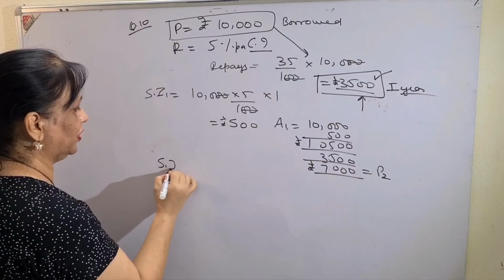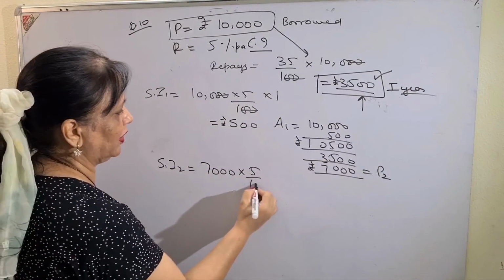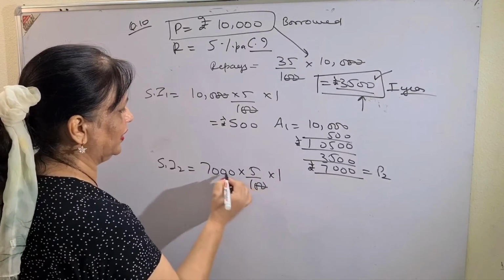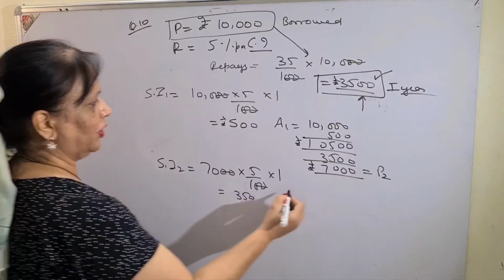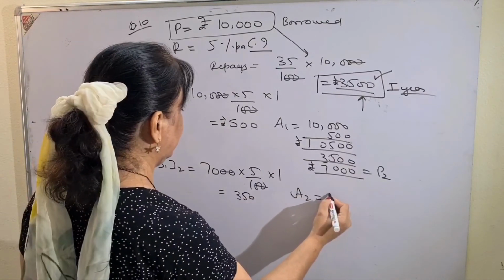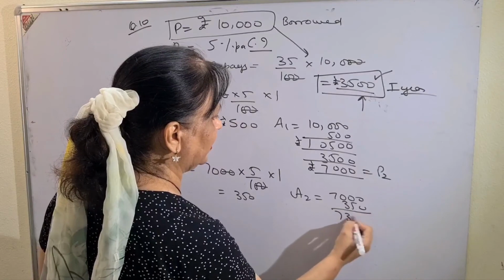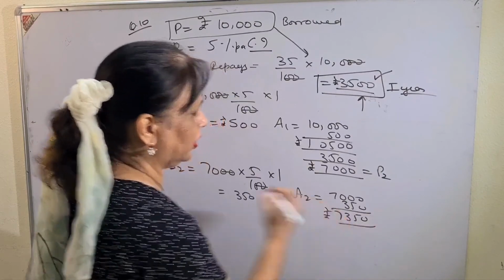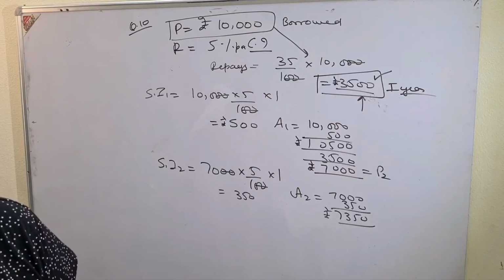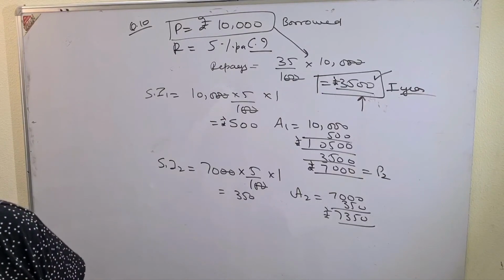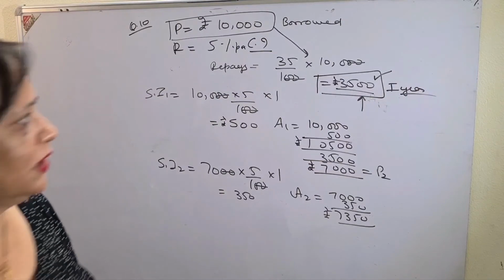Now you calculate SI2 but on 7,000 into 5 upon 100 into 1. So again this is 7 5 35, 350. So what is your amount now? 7,000 plus 350, that is 7350 rupees. Let me see the condition now. And 42% of the sum borrowed at the end of the second year. Be careful, children. 42% of the sum borrowed.